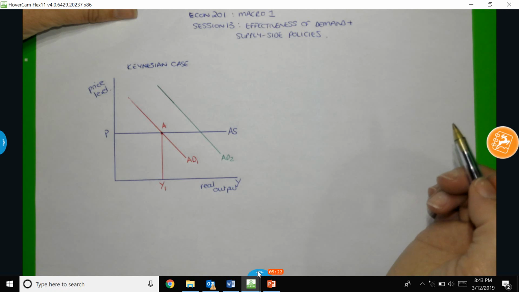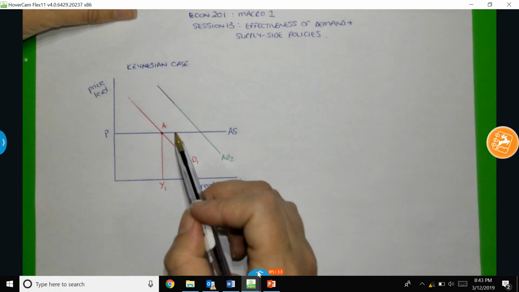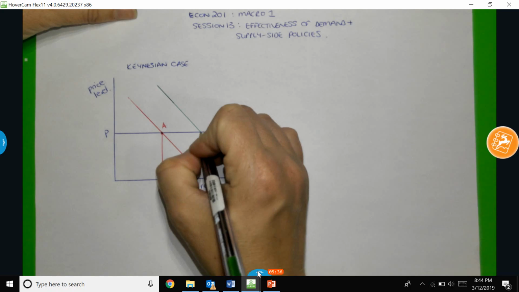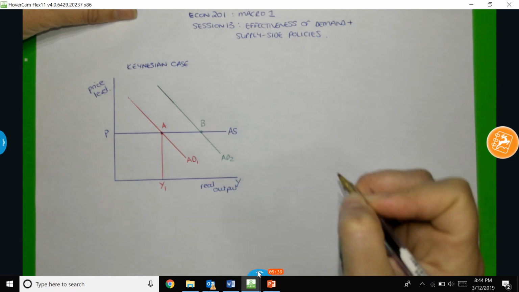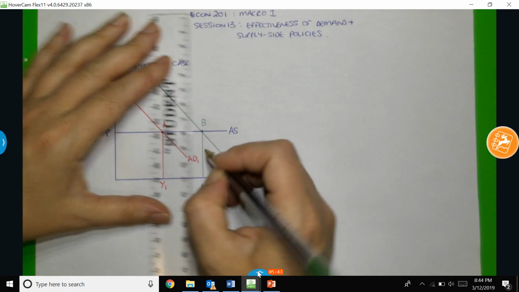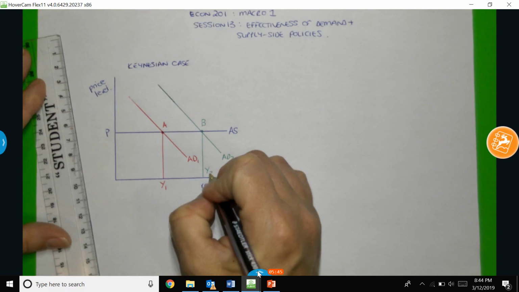And for more detail about exactly how those things work, you need to go back and look at the previous video, which was covered in sessions 11 and 12. So for now, if the demand for goods and services increases in this economy, the new equilibrium would be at B. And at B, the level of output is able to increase to Y2.